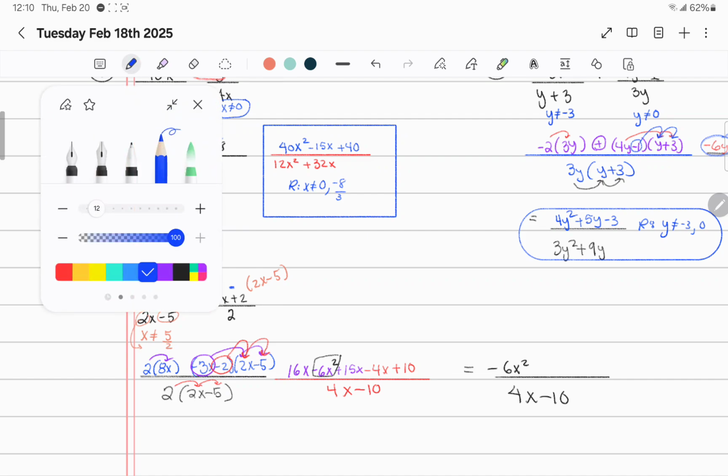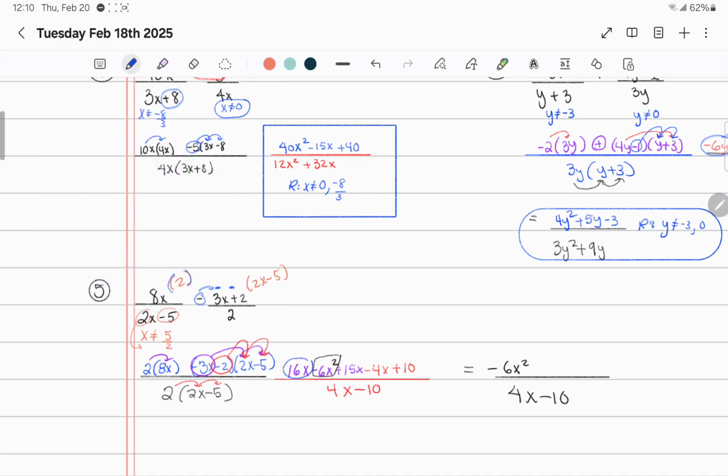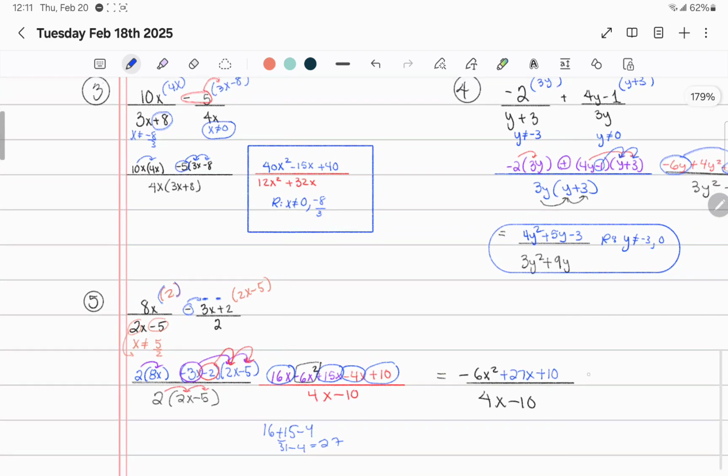And then we're going to do the ones that have just x. So we have 16 plus 15 minus 4. This is 31. 31 minus 4 is 27. So we have positive 27x. And then positive 10 would go in the back because it doesn't have anything. And then we would do our restrictions. X cannot equal 5 over 2.